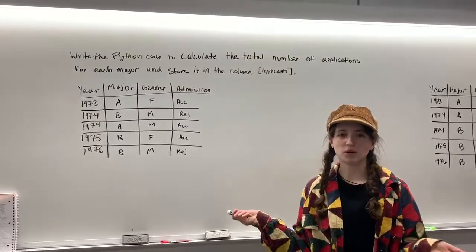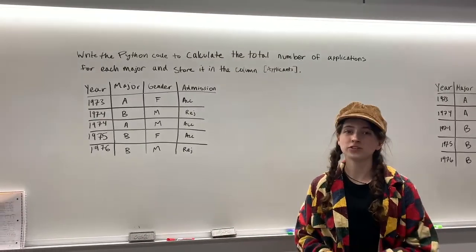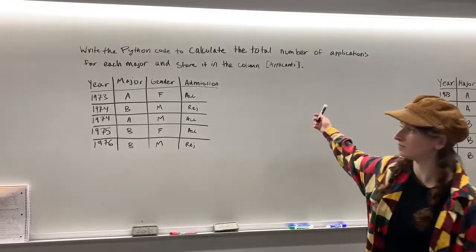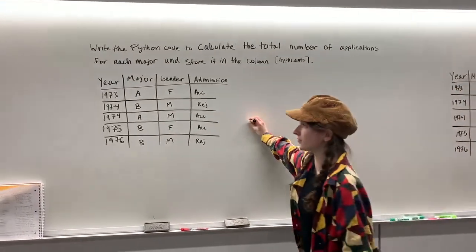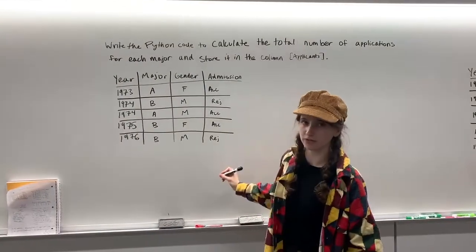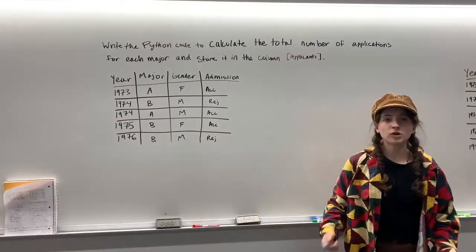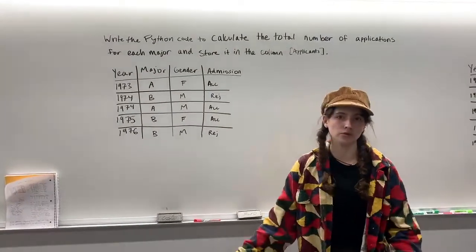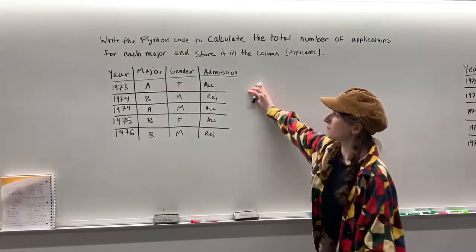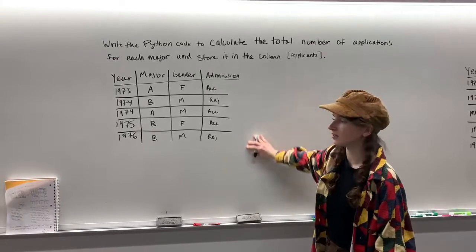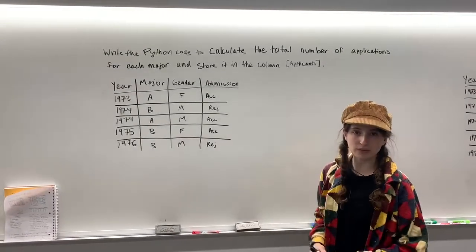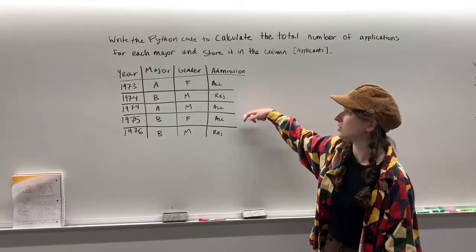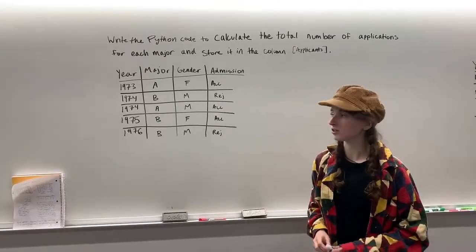In this problem, we want to write the Python code that'll calculate the total number of applicants for every major and store it in a new column. So here we're dealing with a data frame. I made a shortened version of it so it's easier to see. In the real problem, there's majors A through E, and I think there's like an other or something. But basically, it's a whole big table full of people who applied to UC-Berkeley under different majors, what year they applied in, what gender they are, that kind of stuff.